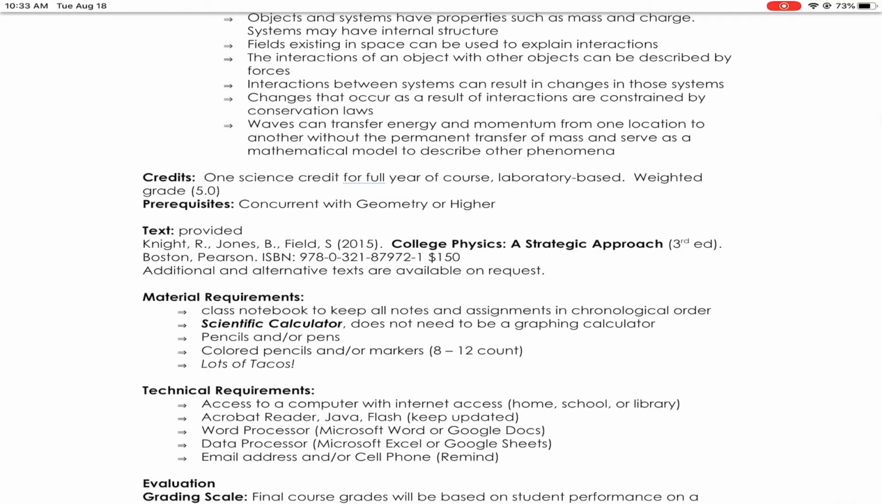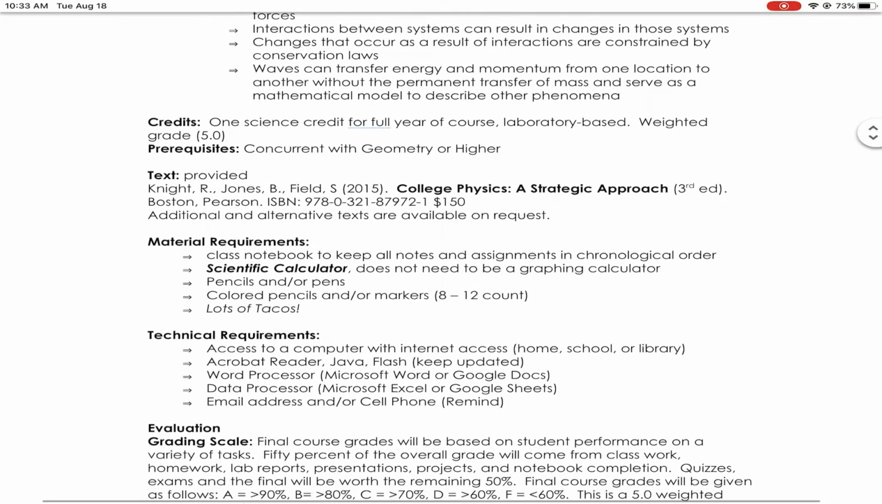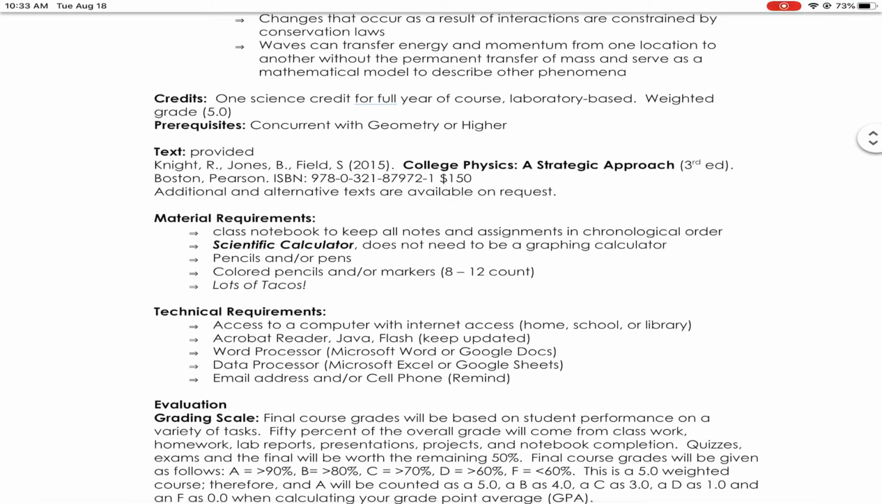Credit-wise, this is a full year course, lab-based. If you're thinking about what colleges want, they want science. For science, they want lab-based classes. It's a lab-based class. It is AP, so it's weighted on a 5.0 scale as long as you get a C or better. The prerequisites, which are kind of loose, you don't really need them necessarily, but you should be either in geometry or have completed geometry. If not, then there might be some times where the math gets a little bit crazy, but I can help you through it. It's nothing that I haven't dealt with before.